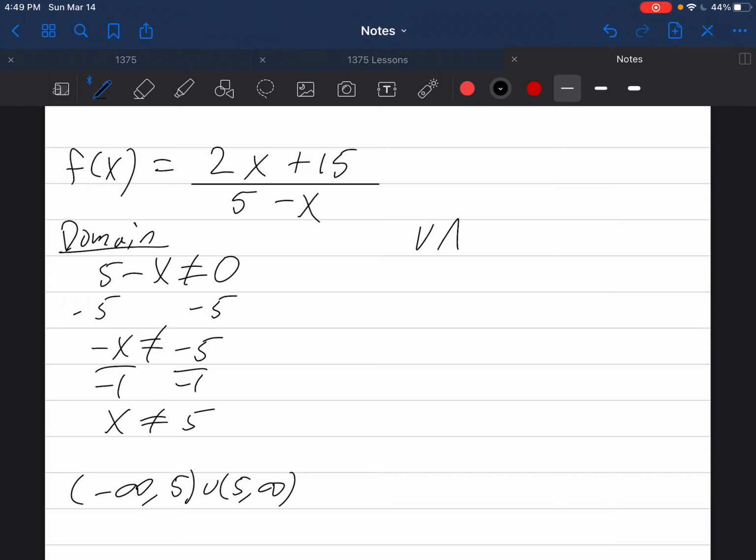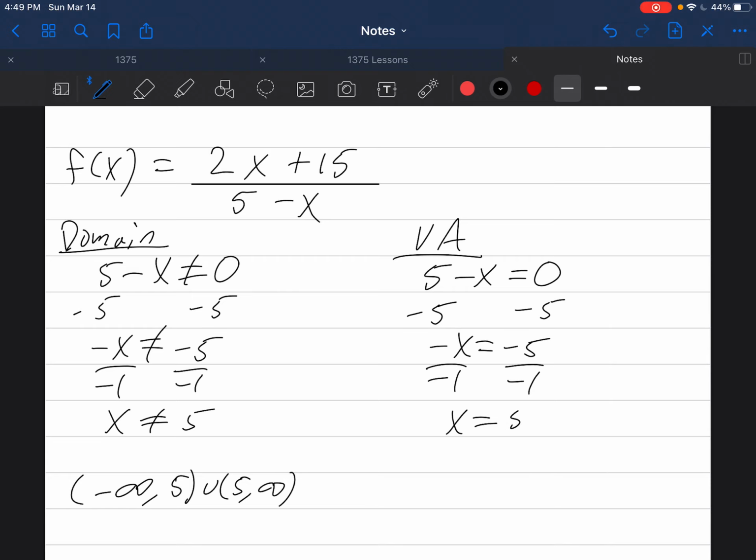The next thing we can find here is VA, a vertical asymptote. Remember, the process of finding a vertical asymptote is taking the denominator and setting it equal to 0 and then solving it. Subtract 5 from both sides, divide by -1. Again, the same process as what we did over here, but we're just showing the work again. And that means your vertical asymptote is located at x equals 5.